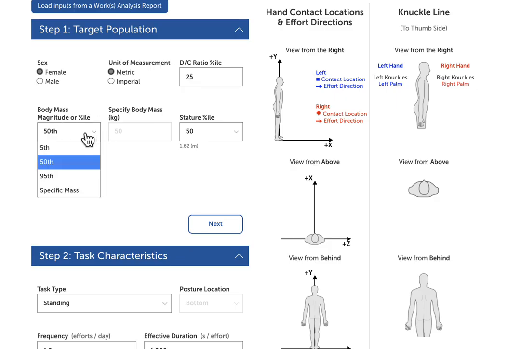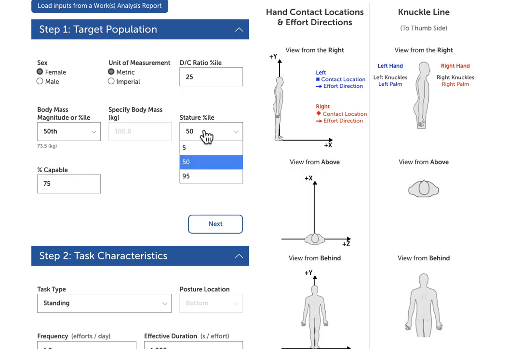So you can pick from the body masses, and you'll see again, for body mass, you can pick one of 3 percentiles. And when you put that value in, you'll see, for example, what the 50th percentile female mass is. You can also go to a specific mass, and at that point, you could then enter the mass. So you might set that to 100 kilograms. But in this case, we're going to use the 50th percentile mass. This option only comes open when you put in the specific mass.